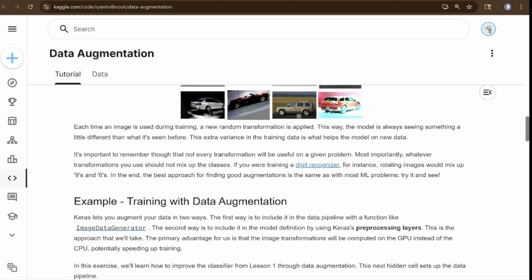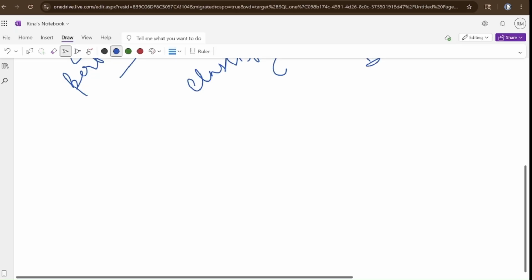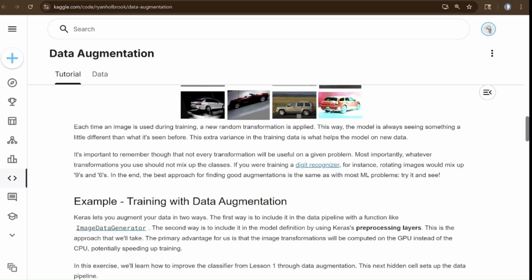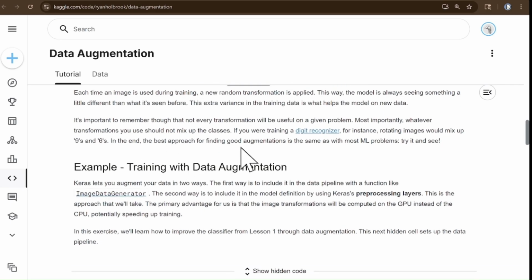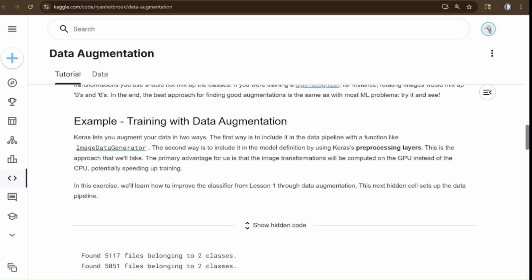Let's say you are training a digit recognizer, then rotating images will not work here. If you have a 6, and you rotate this, it will become 9. That's not correct, so there you cannot apply these rotating techniques. Depending on your dataset, you have to understand which one is better for you. And in the end, the best approach for finding this is the same as with most problems: let's try it and see.